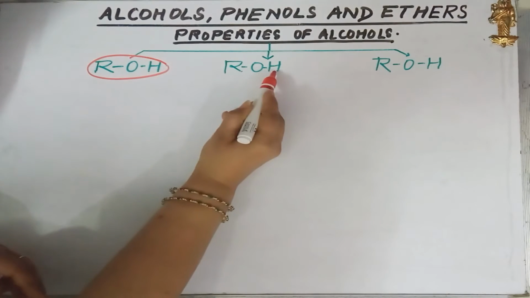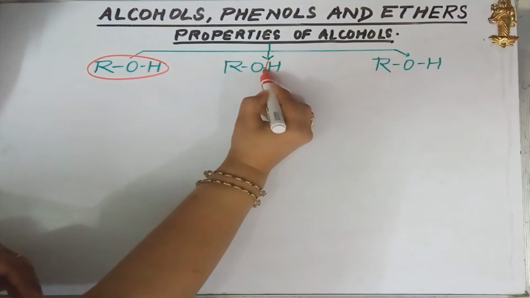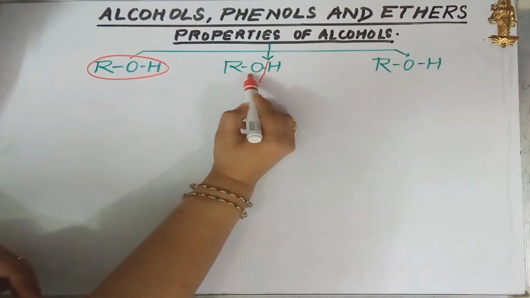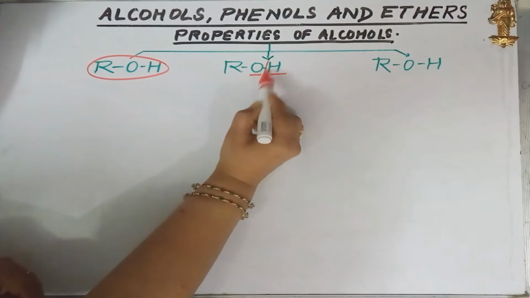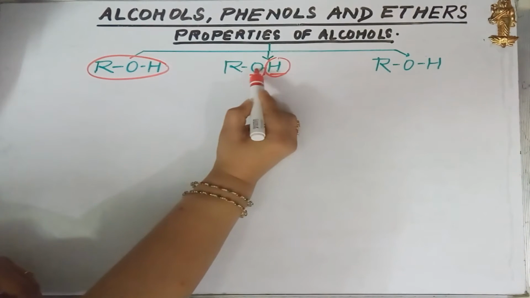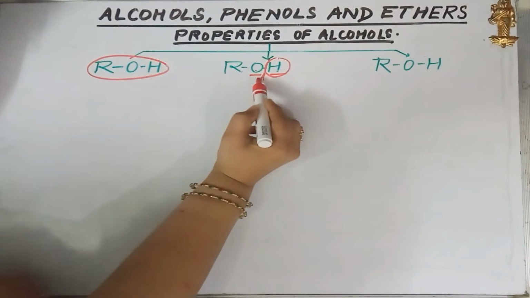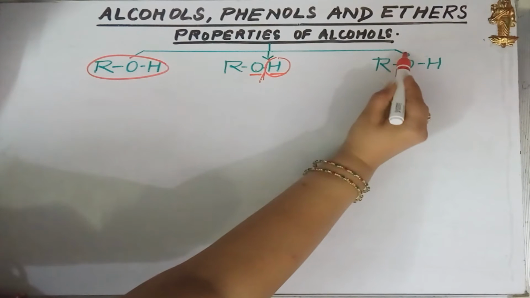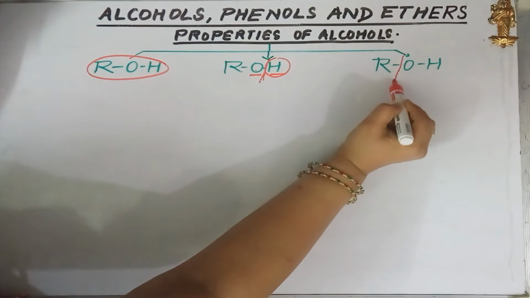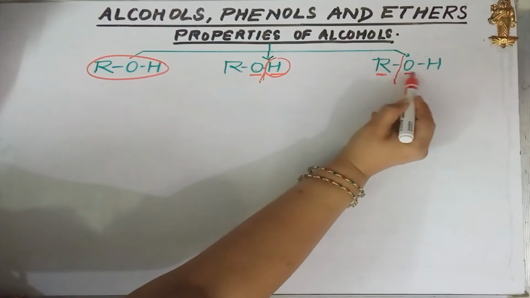Here we will see that the alcohols are breaking down in a way so that they will release the H part, that is, the O-H bond will be broken down. Another kind of breaking will be between the R part and the OH part.